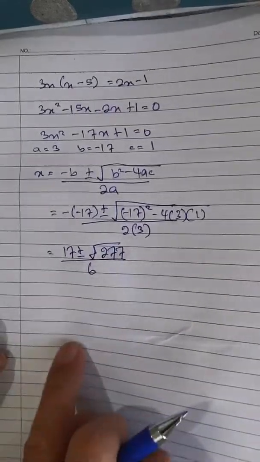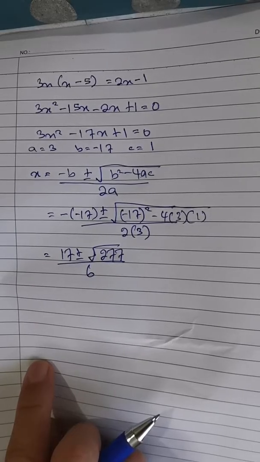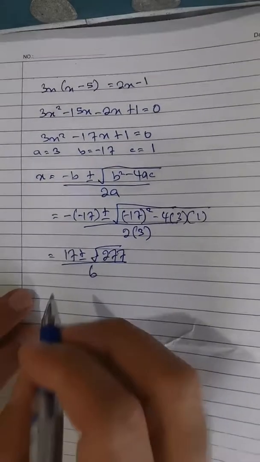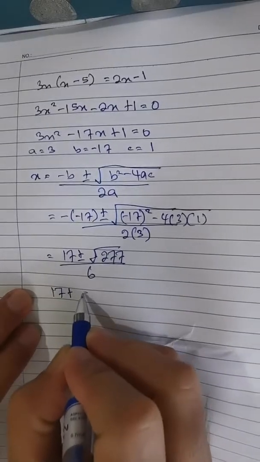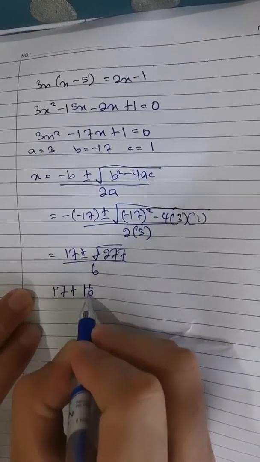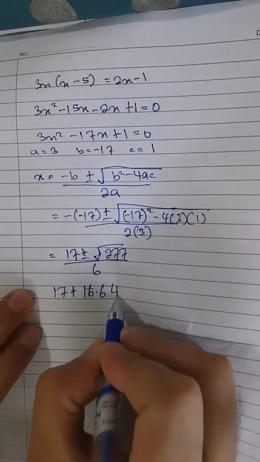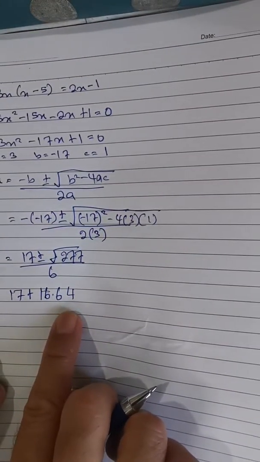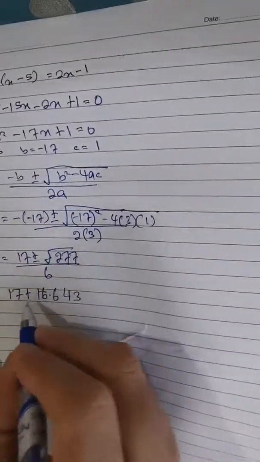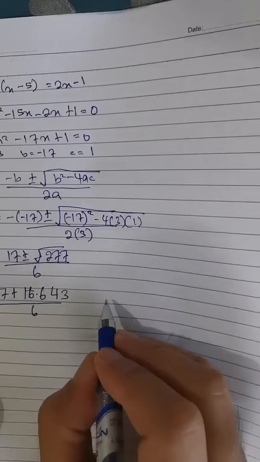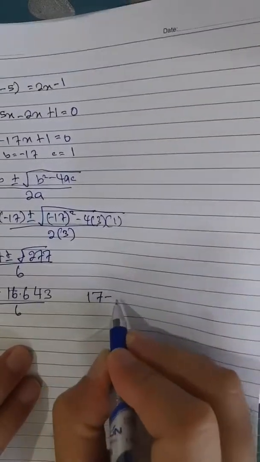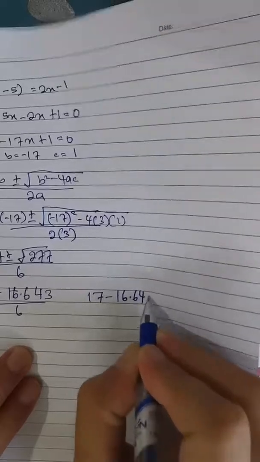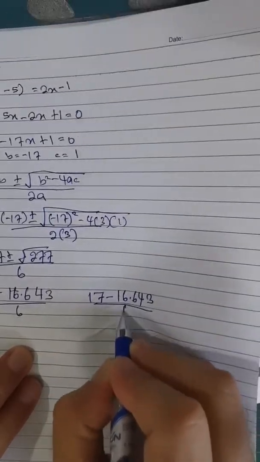First check with the calculator what is the square root of 277. That is 16.64. So you write down here 17 plus 16.64. The question asks for 3 decimal, so I will take 3 decimal here: 16.643 over 6. And then rewrite 17 minus 16.643 over 6 again. Okay, there are 2 values there.